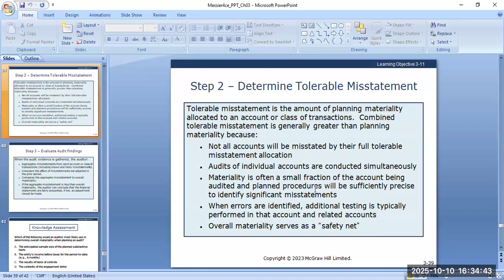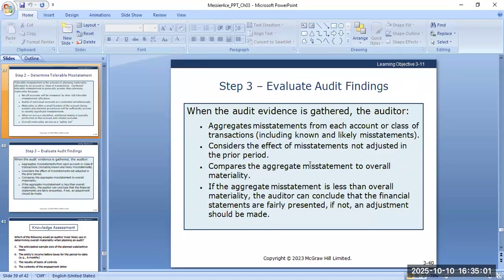Materiality is often a small fraction of the accounts being audited. When an error is identified, additional testing is typically performed, and overall materiality serves as a safety net. So we have our safety net, and then we're going to the tolerable misstatement. The third one is to evaluate the audit findings.